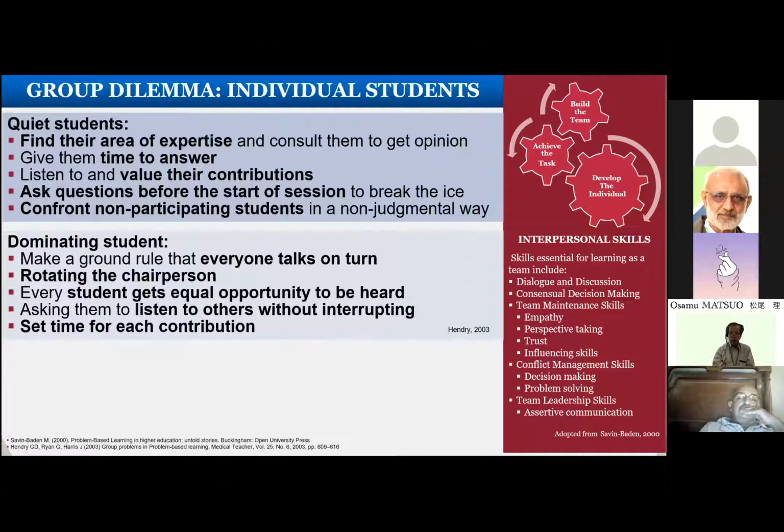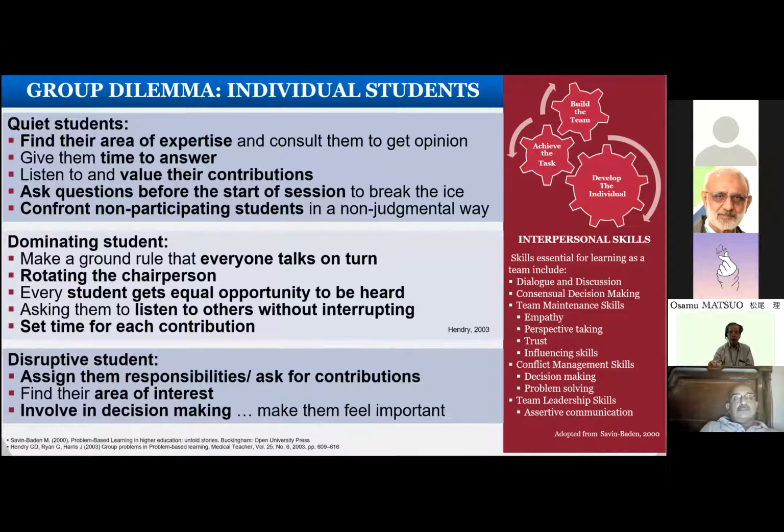For the dominating students, make the ground rule that everybody talks in turn, rotating the chairpersonship among all the students so that the chairperson can contribute and control in a better way. Every student gets an equal opportunity to be heard, asking them to listen to others without interrupting, and set time for each contribution, by Henry 2003.